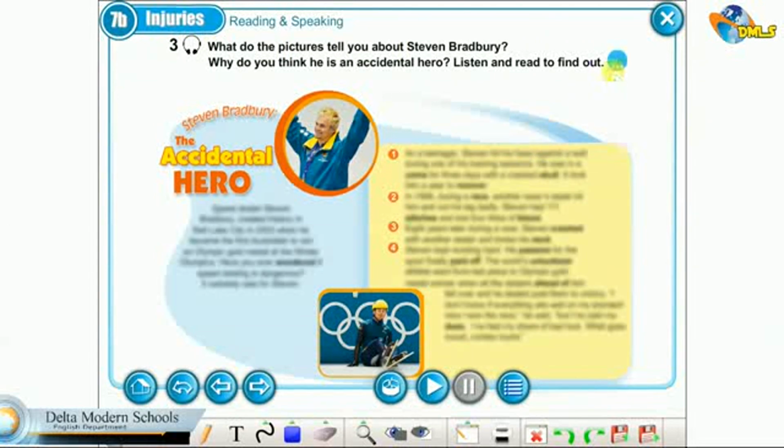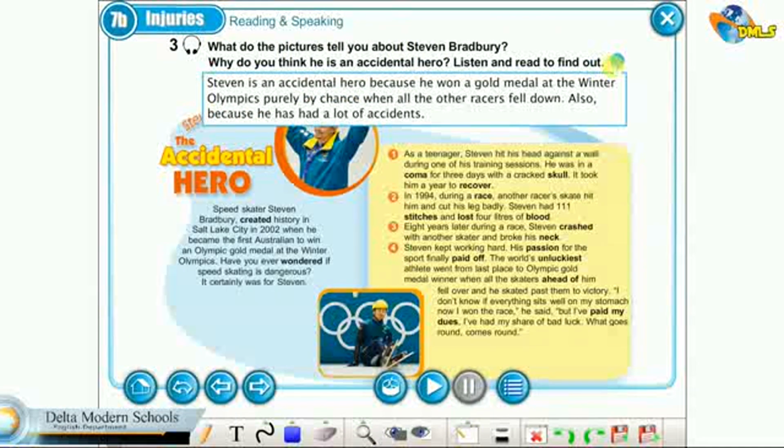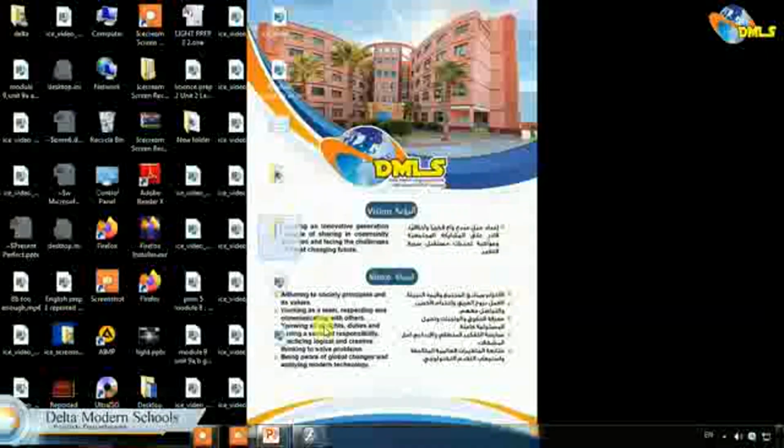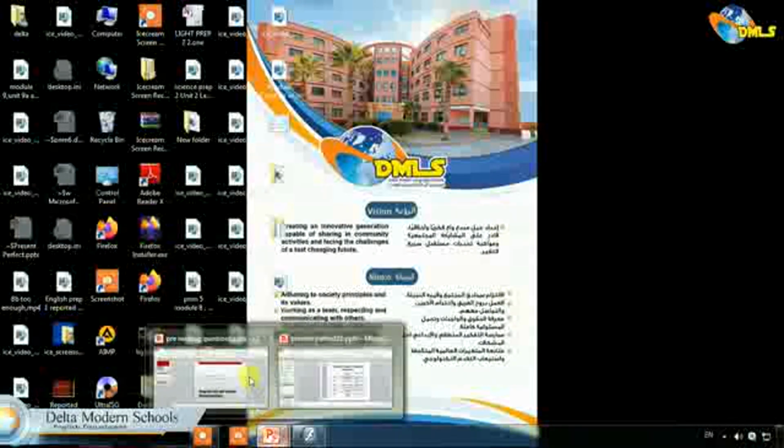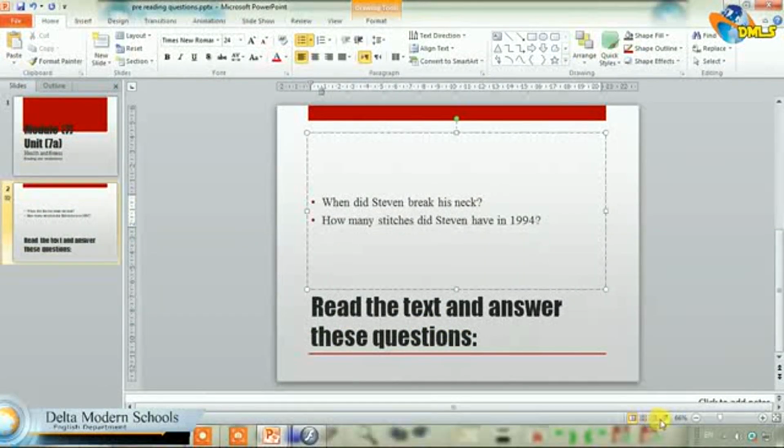Okay, time is up. Yes. Stephen is an accidental hero because he won a gold medal at the Winter Olympics purely by chance, when all the other racers fell down, also because he has had a lot of accidents. Now, let's come back to the text to try to find the answer of these questions.